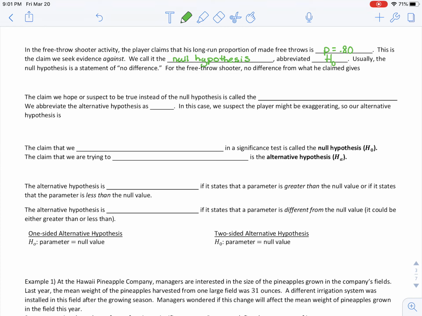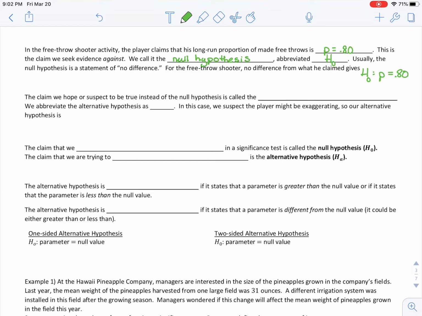Usually the null hypothesis is a statement of there's no difference. So for the free throw shooter, there's no difference from what he claims. No difference from what he claims tells us that we would have our H naught be that p actually is what he claims. There's no difference from what he says and what's true.